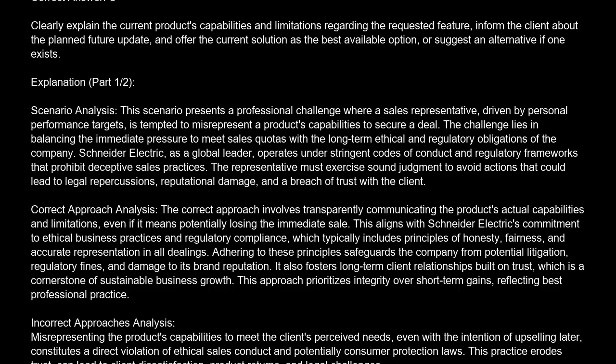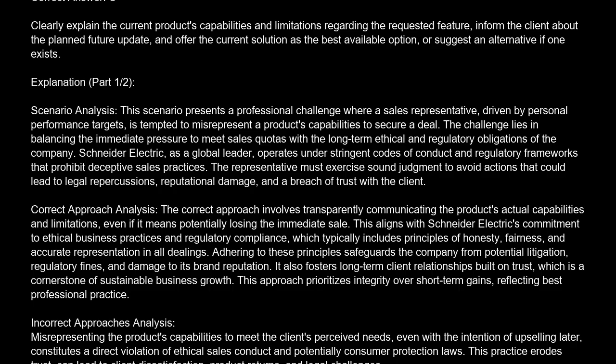Correct approach analysis. The correct approach involves transparently communicating the product's actual capabilities and limitations, even if it means potentially losing the immediate sale. This aligns with Schneider Electric's commitment to ethical business practices and regulatory compliance, which typically includes principles of honesty, fairness, and accurate representation in all dealings.